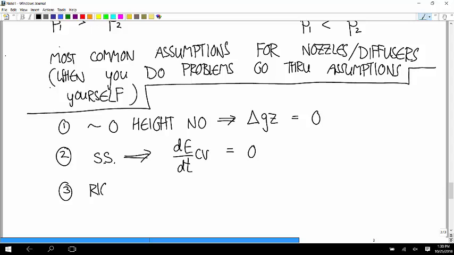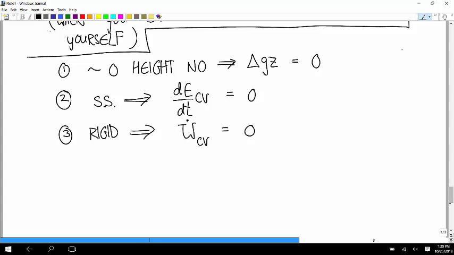Third, these things are rigid, so there's not going to be any work done by the boundaries. Fourth, we're talking about fast flow through these devices, and so there's not going to be any significant heat transfer.